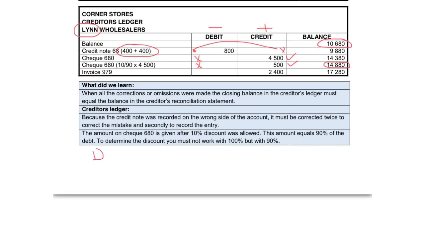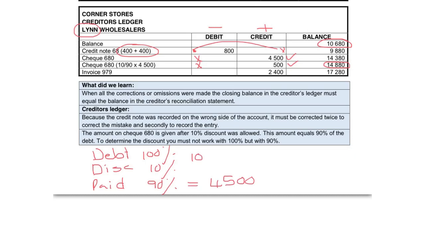If we look at that entry and we just see how the calculation should be done, the debt is 100%. The discount is 10%. The amount that was paid was 90% of the debt. And they say the amount on the check is 4,500. So it means if I want to calculate the discount, the one that I want is 10. The one that was given to me was the 90% that was paid times 4,500, and that will give me the 500 Rand.